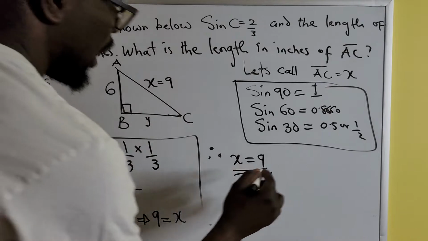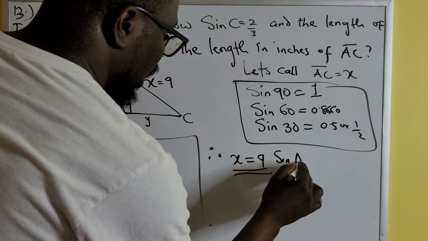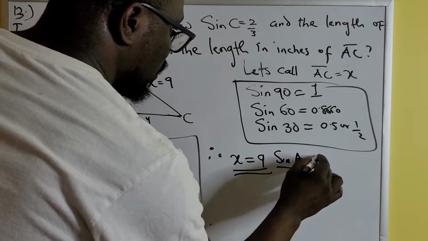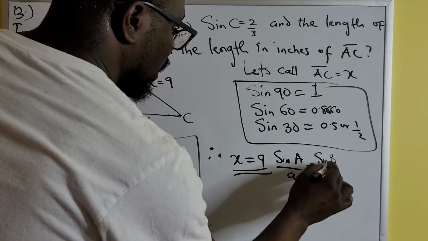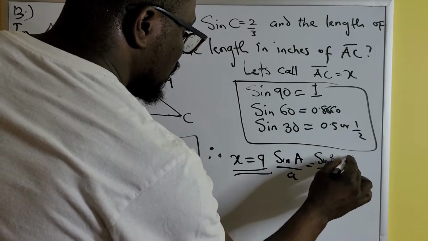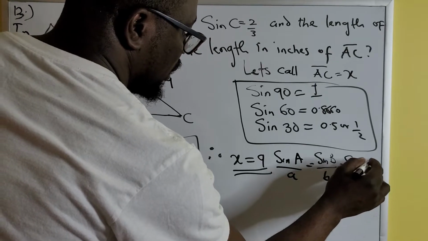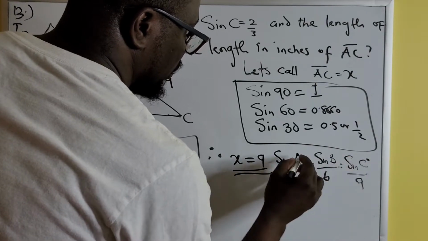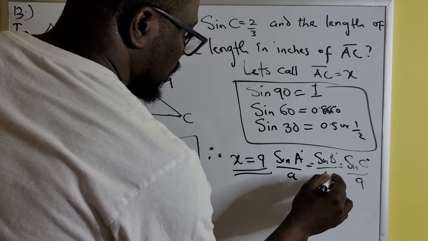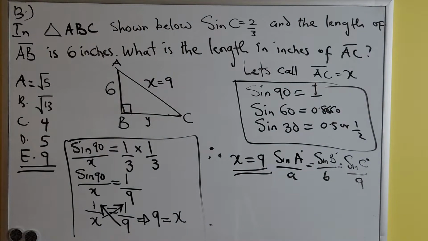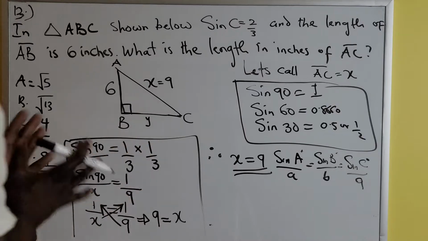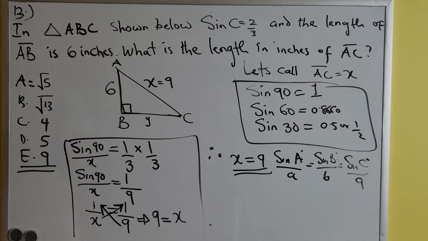Remember the sine rule, that sine A divided by A is equal to sine B divided by B is equal to sine C divided by C. And this is in degrees actually. This is in degrees, and it's just in any length unit. So that is how you solve question 13.